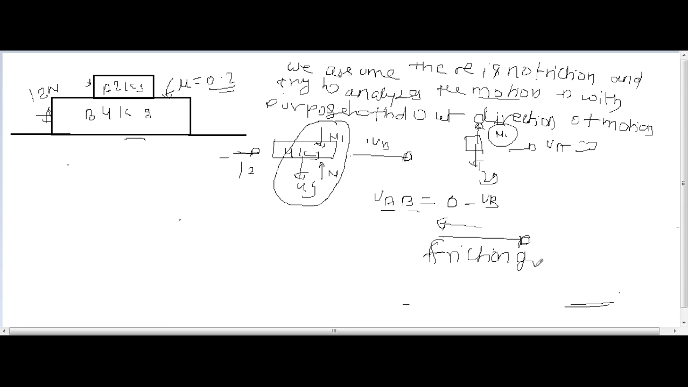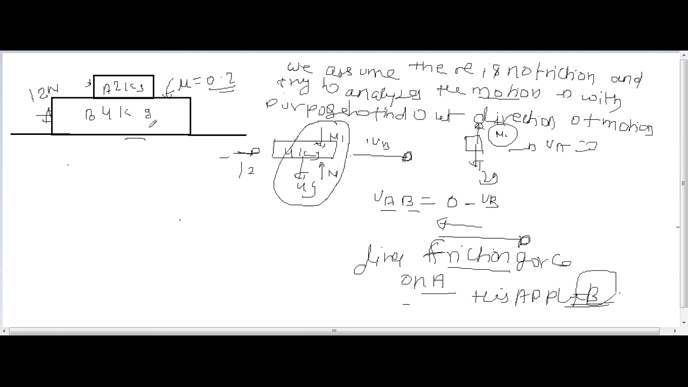So this is the friction force direction on A. Who has applied this force? B has applied it. Okay guys.